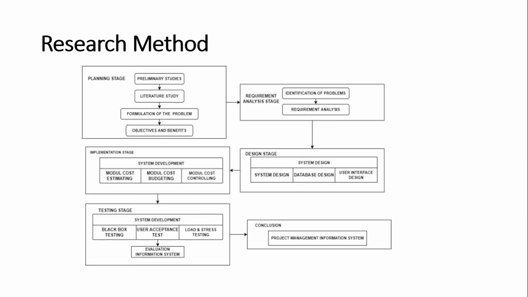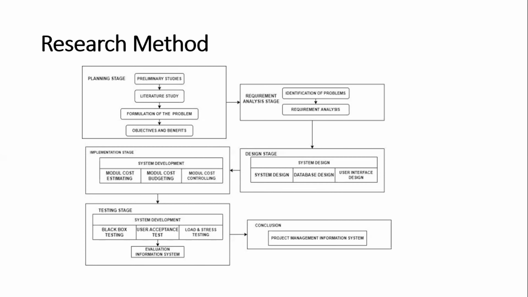This is the research method stage. The first stage is the preparation, including the primary study, literature study, and the combination of the problem, objective, and benefit. The next stage is requirement analysis, including identification of the problem and requirement analysis. The third stage is design, including system design, database design, and UI, user interface design.